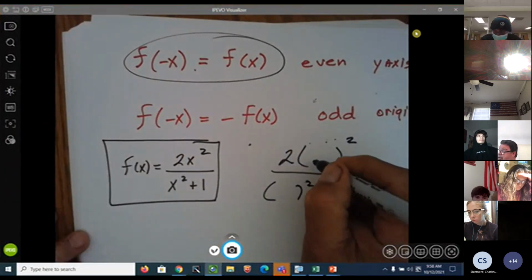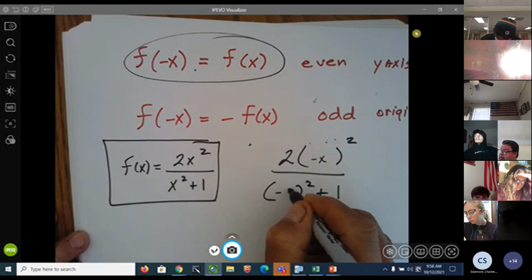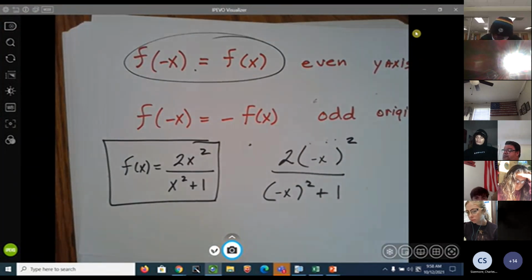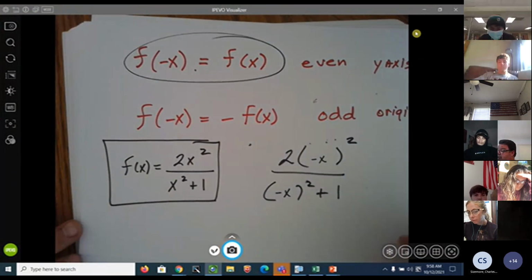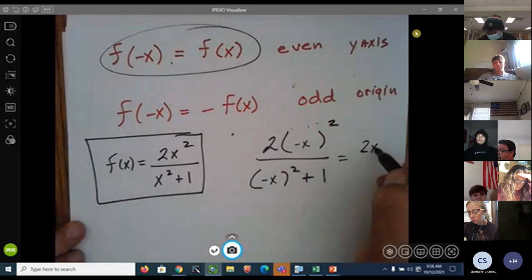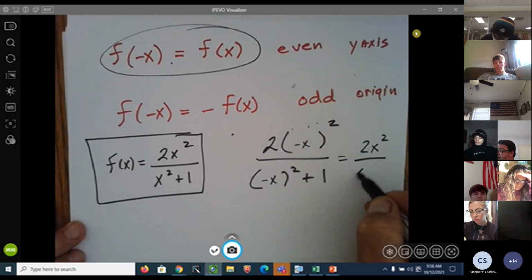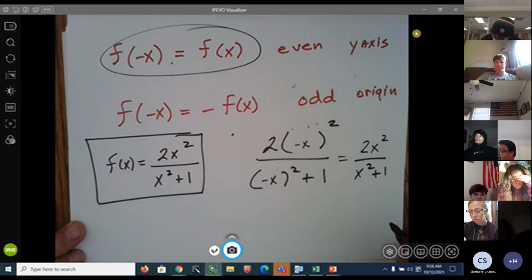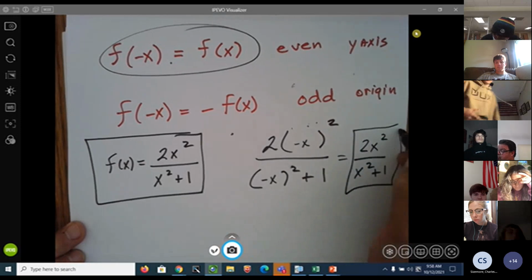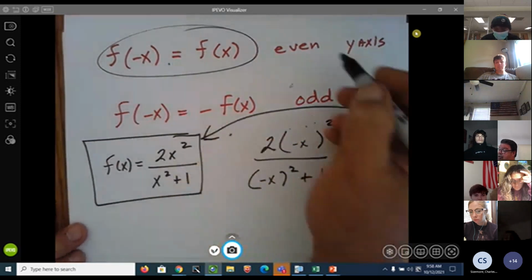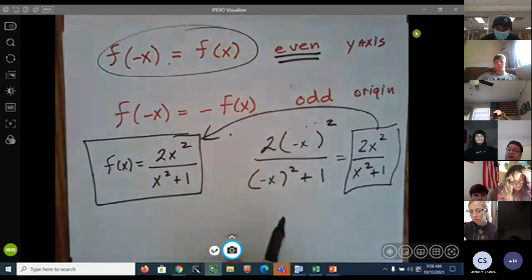And I'm going to plug in a negative x here and a negative x there. Well, that's going to give me 2x squared over x squared plus 1. Well, heck, that's what I started with. So this is an even function and is symmetrical around the y-axis.